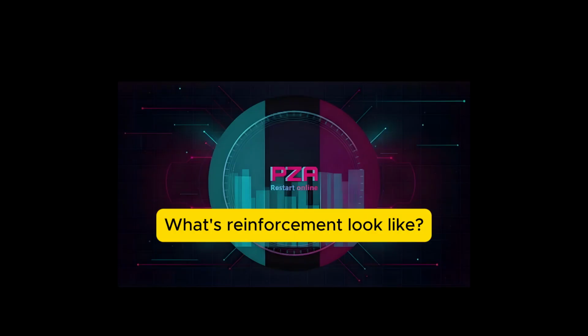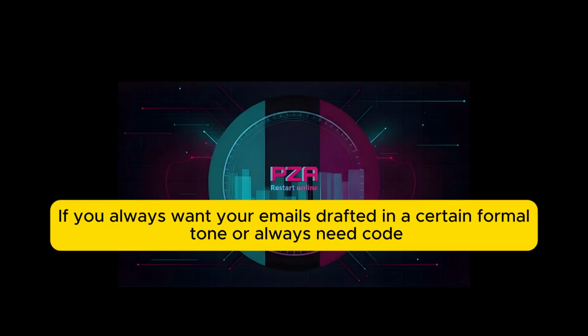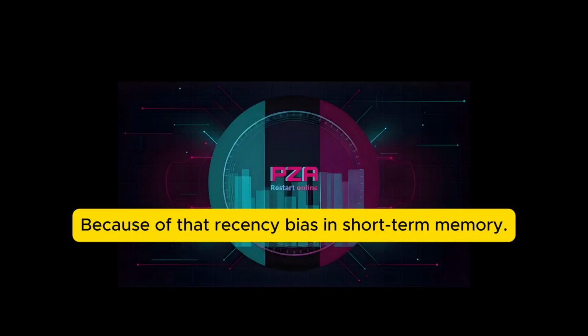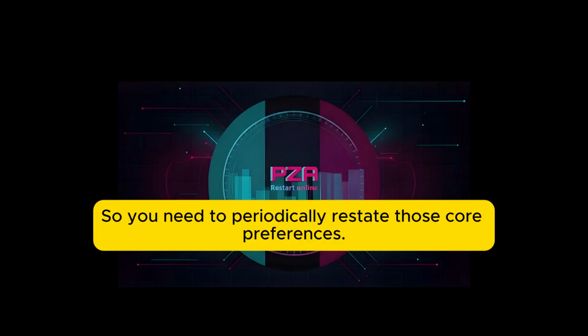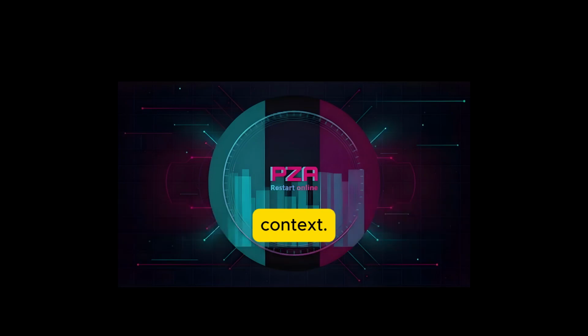Okay, what's reinforcement look like? It means actively reminding the AI of your core long-term preferences or rules. Think of it like spaced repetition. If you always want your emails drafted in a certain formal tone or always need code comments in a specific format, you can't just tell the AI once and expect it to remember forever. Because of that recency bias in short-term memory. Exactly. So you need to periodically restate those core preferences, almost like giving a fresh instruction, to keep them top of mind for the AI within its operating context.